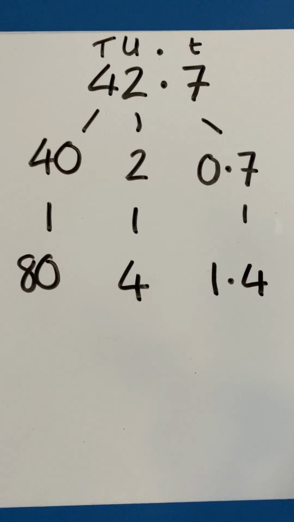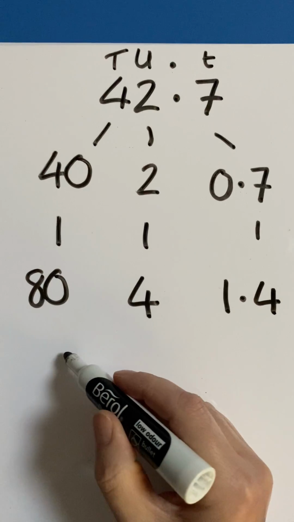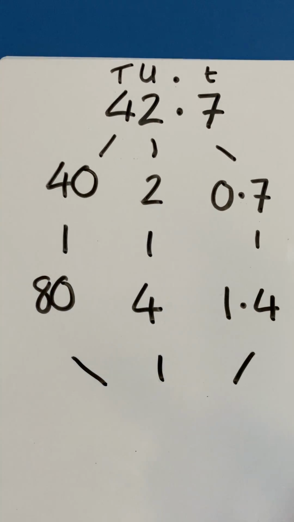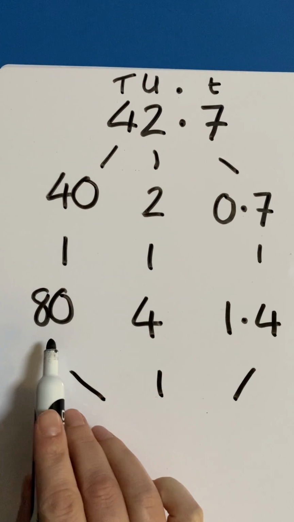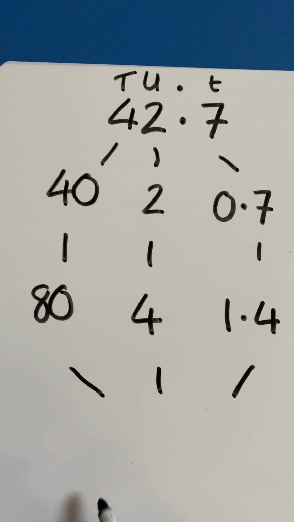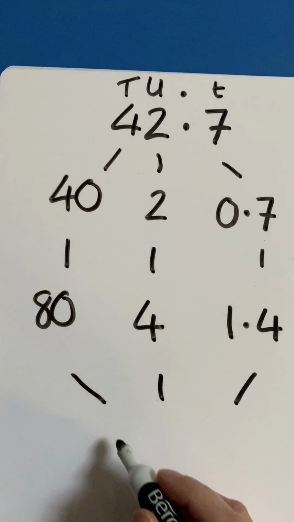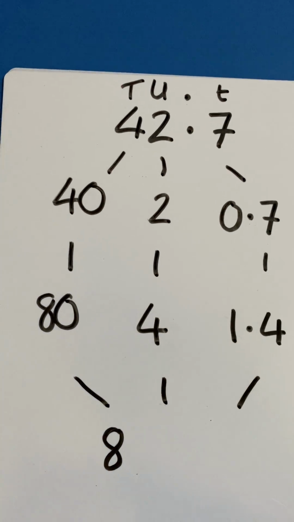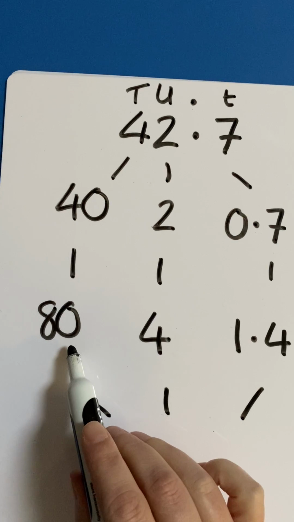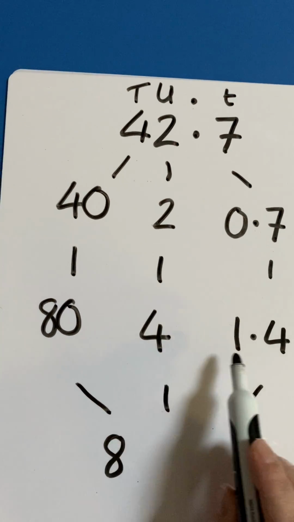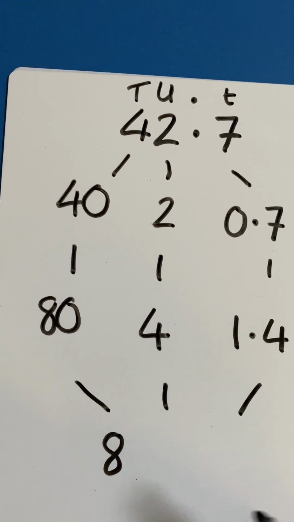Once I've done that, I can start to add the values back together. So looking in my tens column now, I can see that I've got 80 for 1.4. I've only got 8 tens in my answer, so I'm going to put 8 into my tens column. For my units, I can see I've got a 0, a 4, and a 1. So 4 add 1 gives me 5.